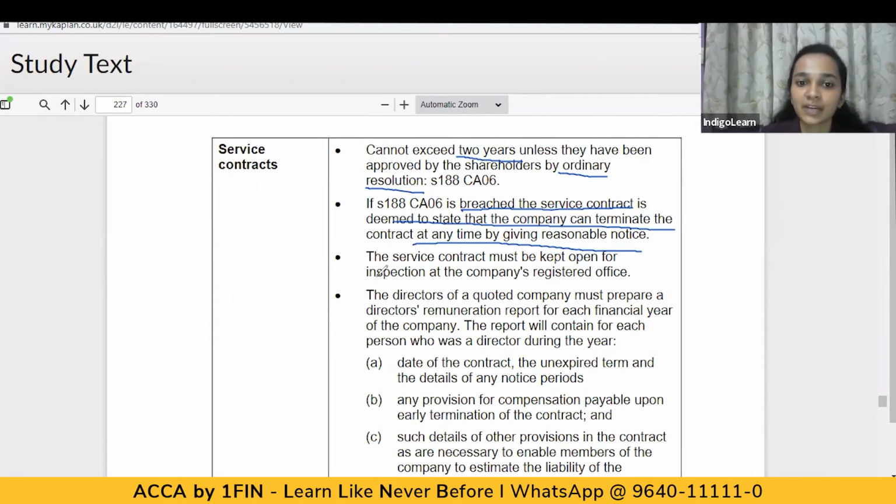And the service contract must be kept open for inspection at the company's registered office. The service contract which is made shall be kept open for inspection at the registered office of the company.